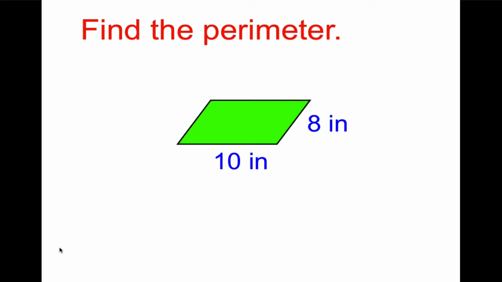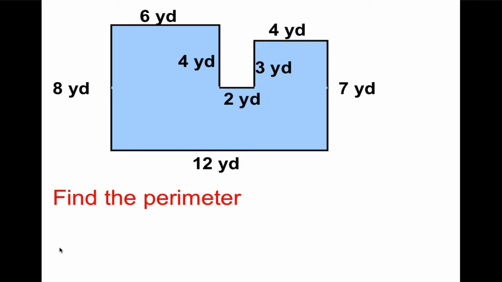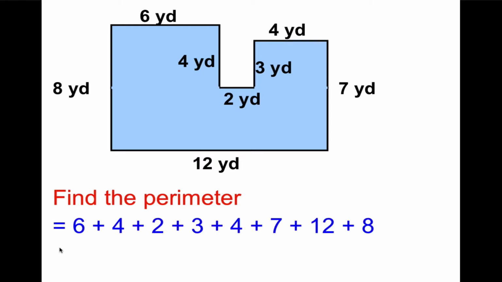So find the perimeter. Again, pause the video, find the perimeter, and then check your work. Opposite sides being equal, we're going to have 10 plus 8 plus 10 plus 8 equals 36. 36 what? Inches. And one more perimeter for you to try. As with any shape, we will add the lengths of the sides. So we have 6 and 4, 2 plus 3, plus 4, plus 7, plus 12, plus 8. The answer is 46 yards.